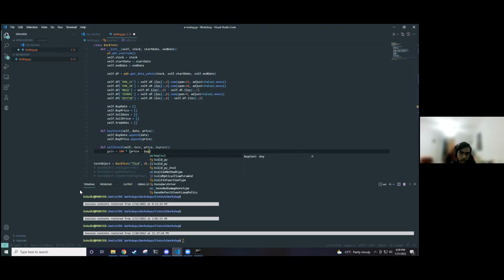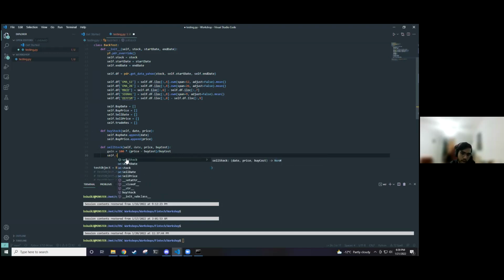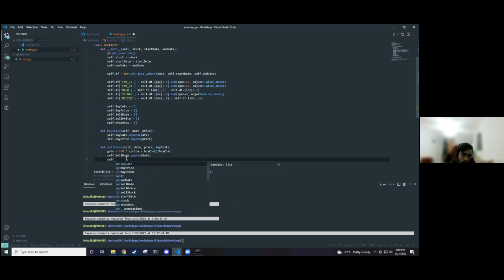Bad. Buy cost over buy cost. So if whatever price you bought at was too high and you sold it at a loss, this would obviously be negative, and you're going to be storing that negative return there too. Right before we do that, we're just going to do self.sell date, since we have the date we're selling at, and then append date to it, and self.sell price, and then we store the price.